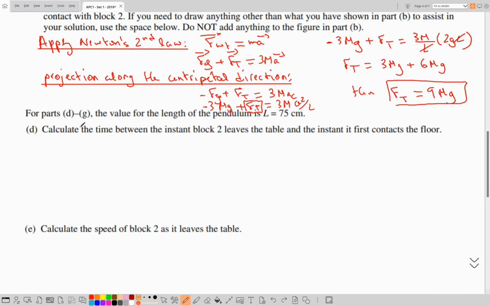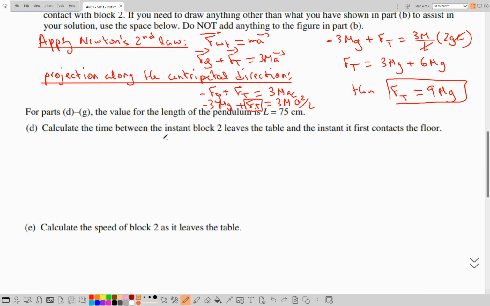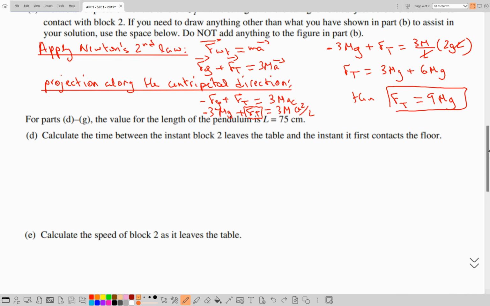Now they're telling us for parts D to G, basically parts D, F, and G, the value for the length of the pendulum L is 75 centimeters. So they have put forward a numerical value for the length. Then we wish to calculate all the following quantities in numerics. And indeed, in this part they're telling us calculate, they didn't tell us derive or express. So we need to have a numerical value of the time between the instant block 2 leaves the table and the instant it first contacts the floor.